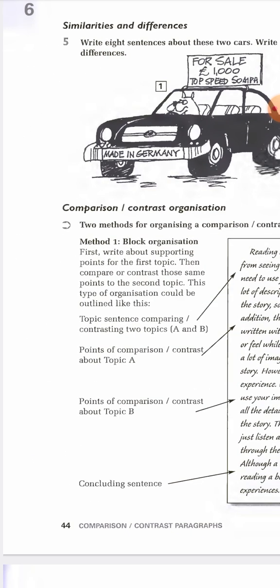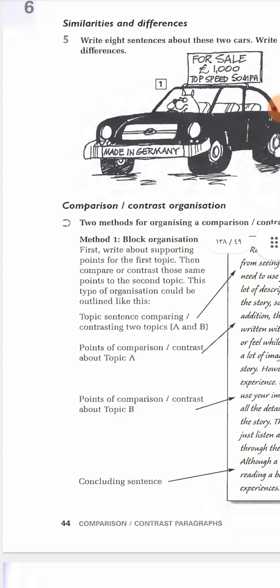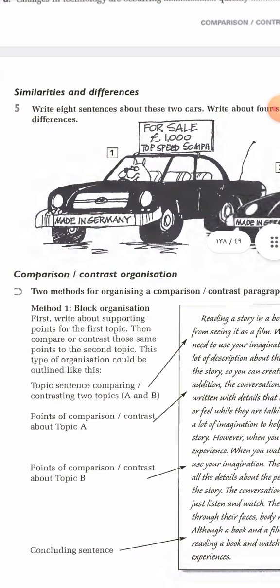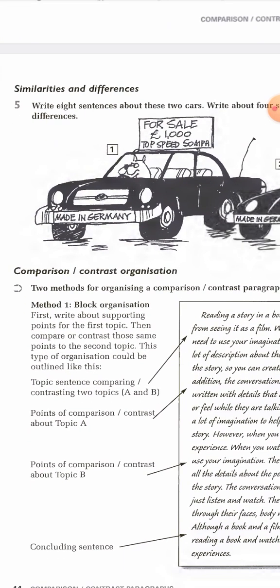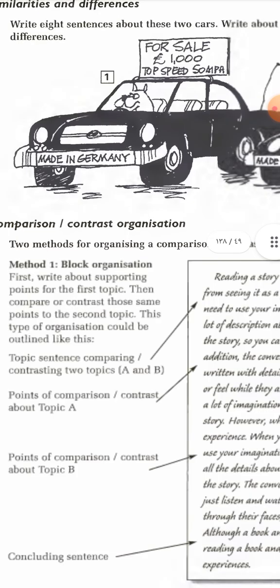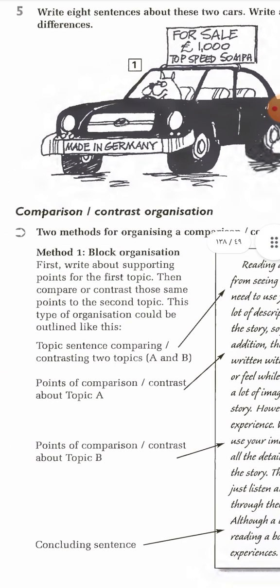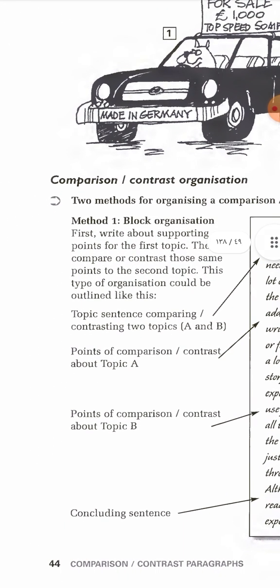Comparison, contrast, organization. Sometimes when we write a compare and contrast paragraph, this is how we organize them. The first one is block organization. There are two methods to write a compare and contrast paragraph. Block organization is where you first write about supporting points for the first topic, then compare and contrast these same points for the second topic.